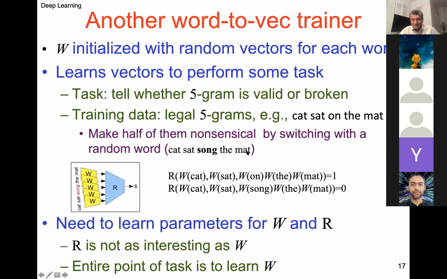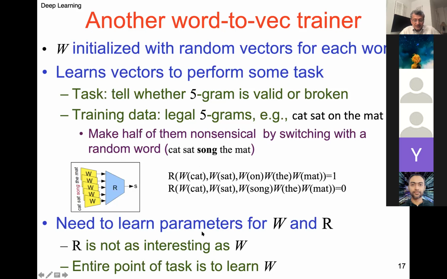"Cat sat song the mat." That's nonsensical. So we say R of "cat sat on the mat" equals 1, and R of "cat sat song the mat" equals 0. Okay, so we have a value of 1 or 0. Once we feed in "cat sat on the mat," at the output we say that is legal, or that is illegal. That is the supervised learning here, figuring out what these weights ought to be by this training process.